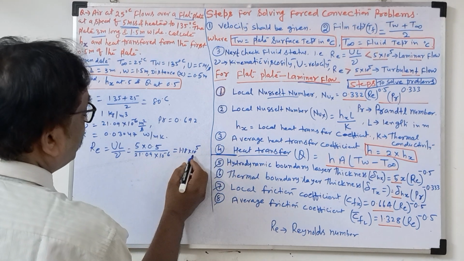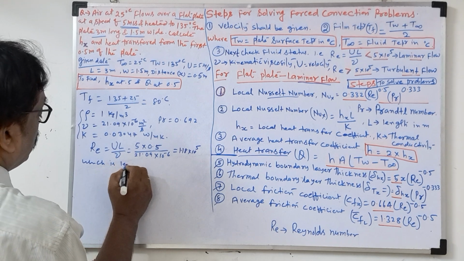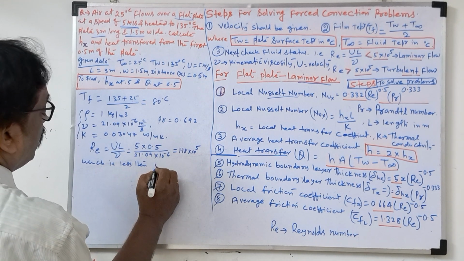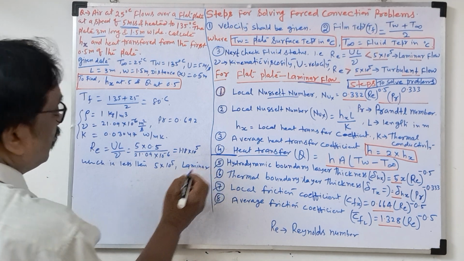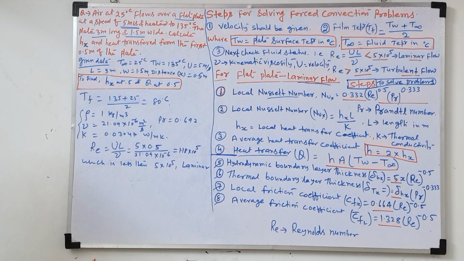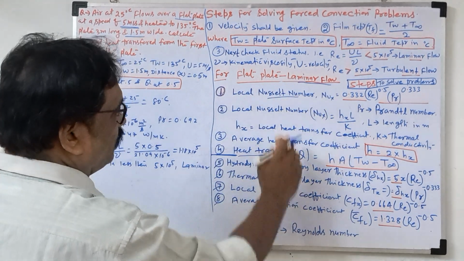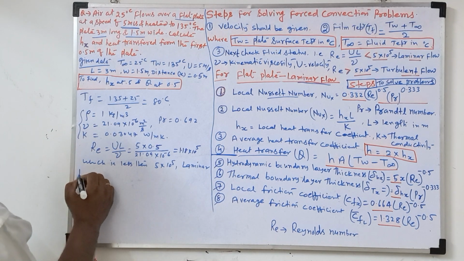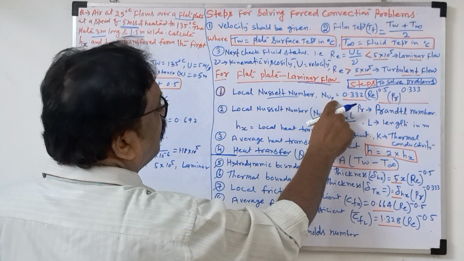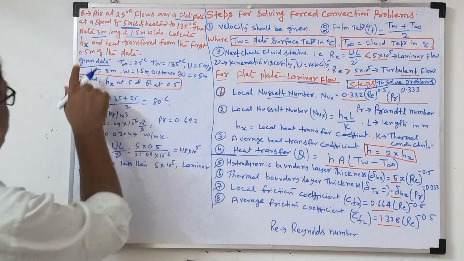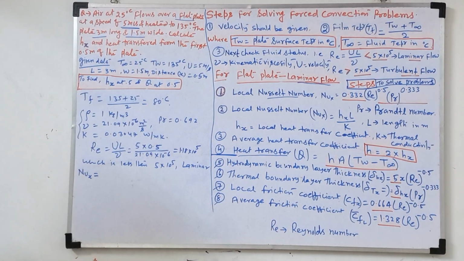Which is less than 5 into 10 power 5. So flow is laminar. What is the condition given? Flat plate laminar flow. So these are the steps. Already we wrote it. Now the Nusselt number, see here. Directly I am writing Nu x, Nusselt number at x, that means at x equal to 0.5. This formula I am not writing; directly I will substitute the values.